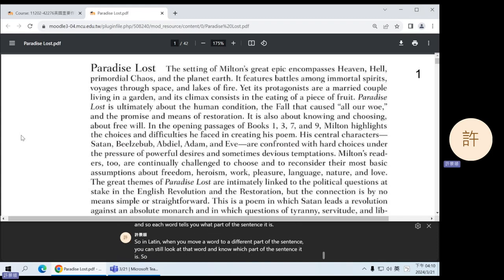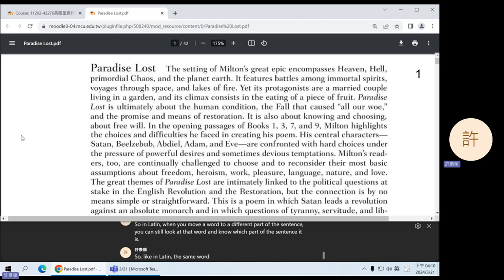So like in Latin, the same word will look different if it is the subject, if it is the object, if it is the indirect object, if it is the genitive, if it is the ablative, which is what you put after a preposition, or the other kinds of words.